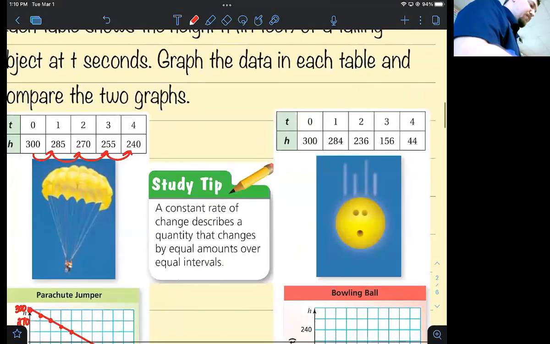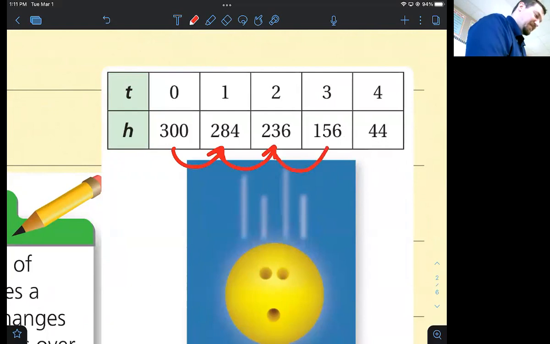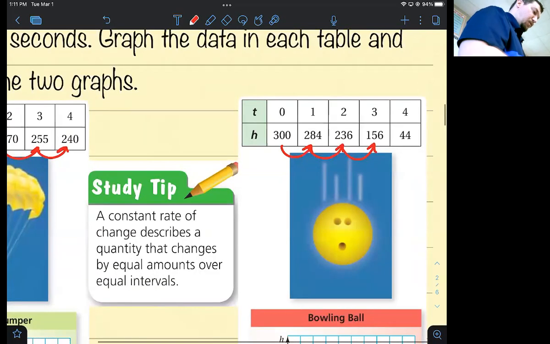The bowling ball, as you might suspect, is not going to be linear. It's decreasing 16, and then it's decreasing 22. Let me check the math on that. 284 minus 236. Whoa, I was way off. 48. And then 236 minus 156 is 80. So it's picking up every second that goes by. It's not constant. It's variable. So if I graph these points, we'll see what this looks like.